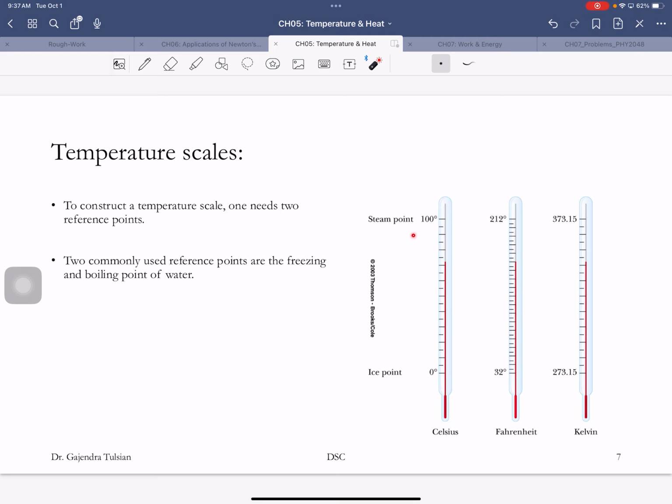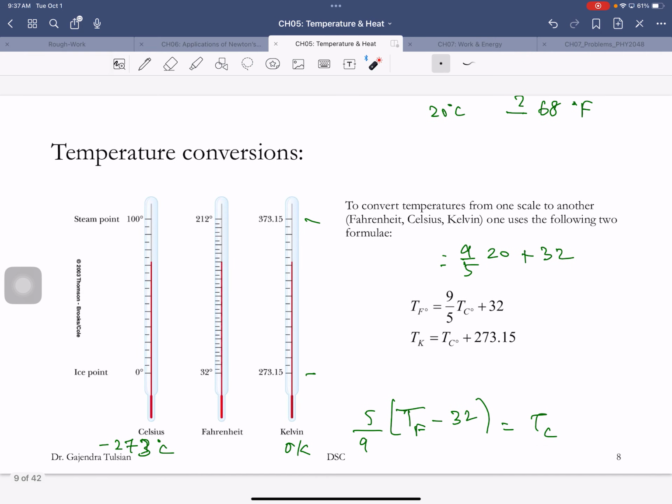The other phenomenon we use is the boiling point of water. At 1 atmosphere, you boil water today, tomorrow, in the middle of the night, it always boils at the same temperature, and you can call it whatever you want. So these guys call that 100 degrees Celsius and so on.